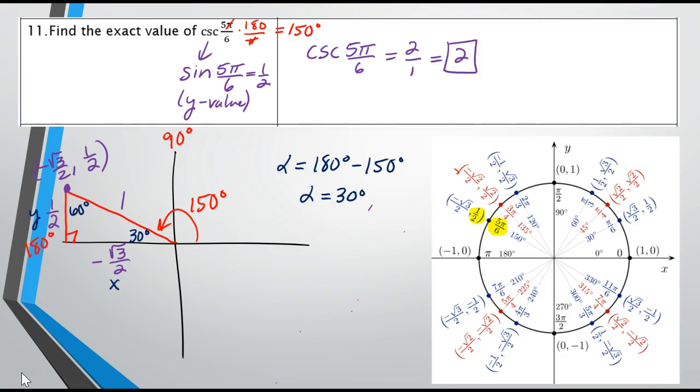Now that I have everything here, I still want to do pretty much the same process. So I'm going to focus in on the sine value because I know that sine and cosecant are reciprocals. That's pretty much what I did up here: I wrote down what's the sine of 150, or 5 pi over 6, and then I took that value and took the reciprocal because I know that the cosecant is the reciprocal of sine. So either way, our answer is 2.